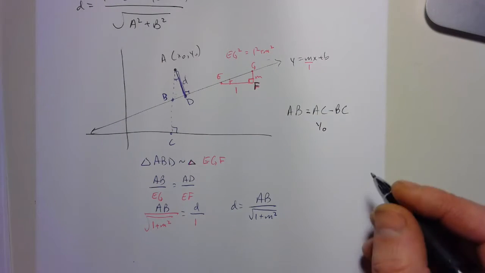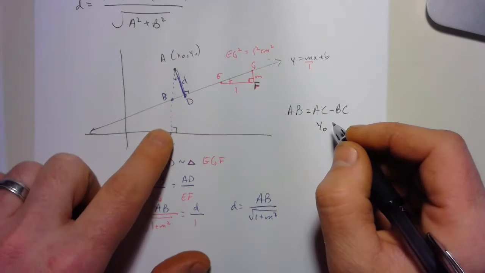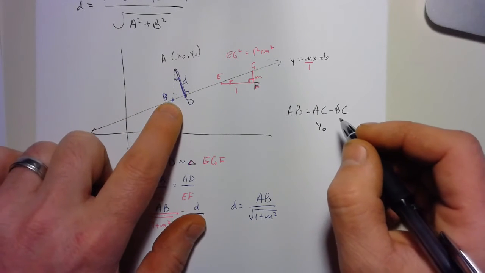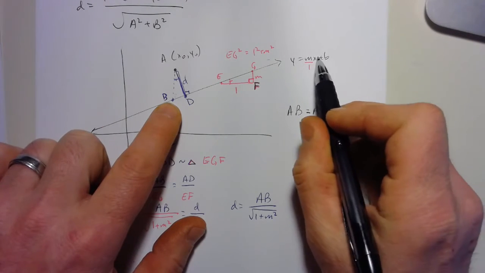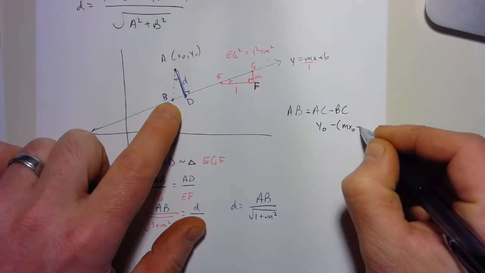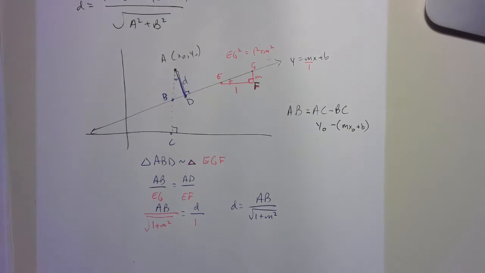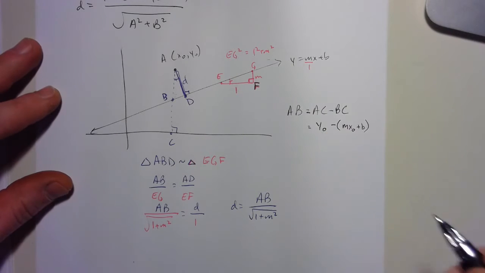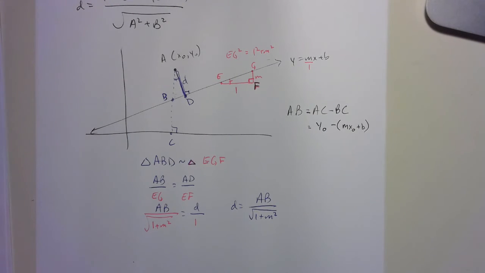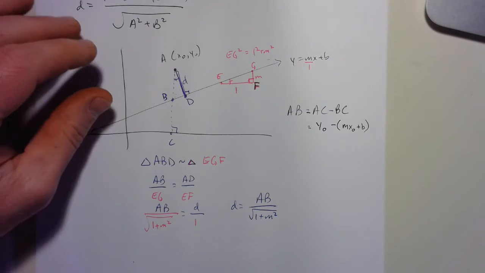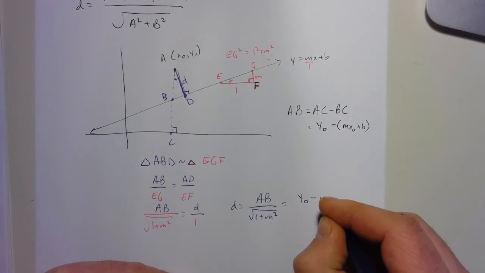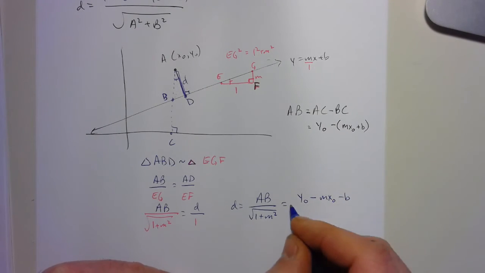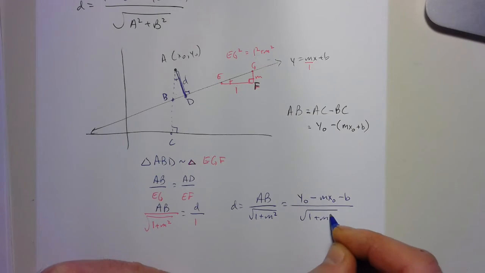Okay. And BC right here, well, that's the y value at this point. What is the y value at that point? Oh, this is my equation. So if I plug in the x value, that will give me the y value there. Right, so there's our expression for what we can replace AB with. How is that better? Well, because now we don't have AB in there. We've gotten rid of the AB, so now we can have y0 minus mx0 minus b over the square root of 1 plus m squared.